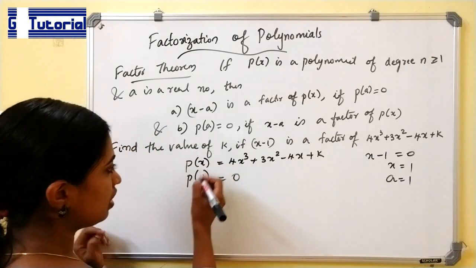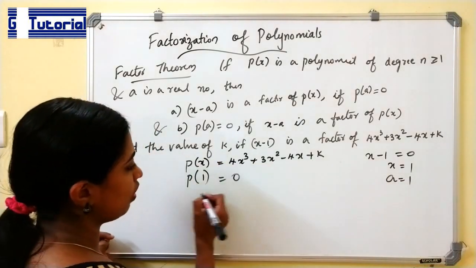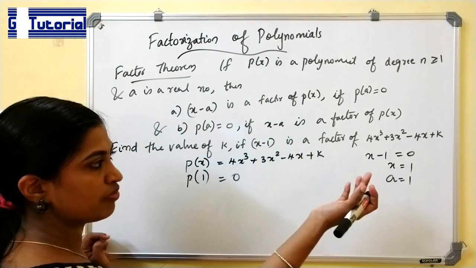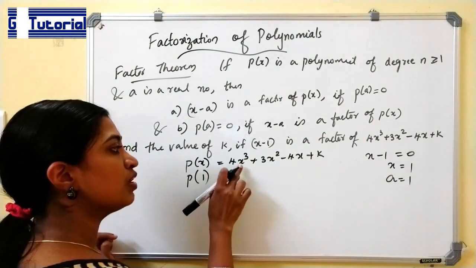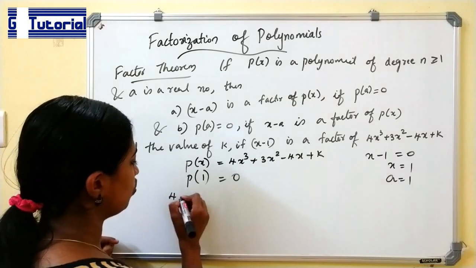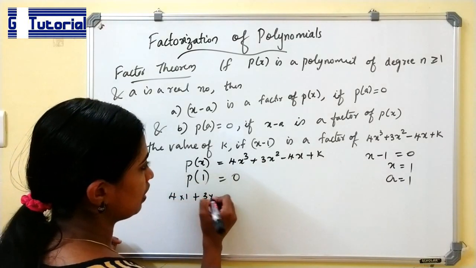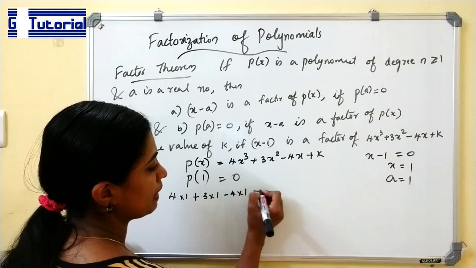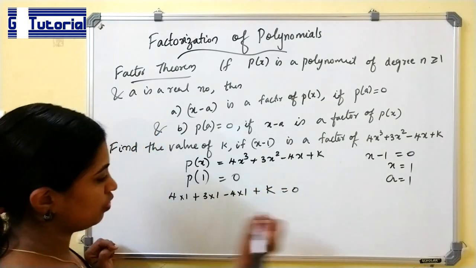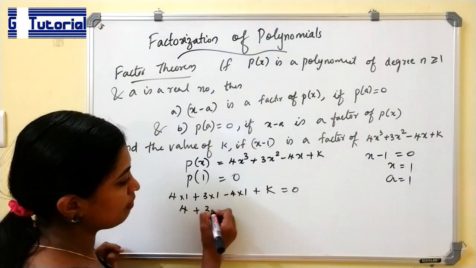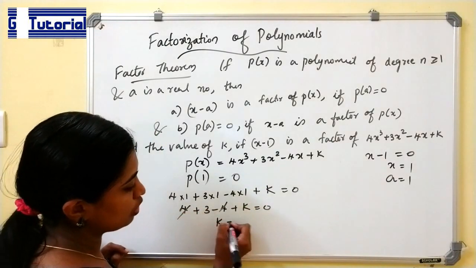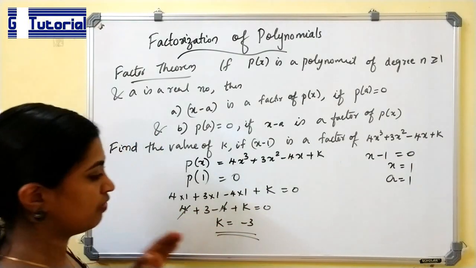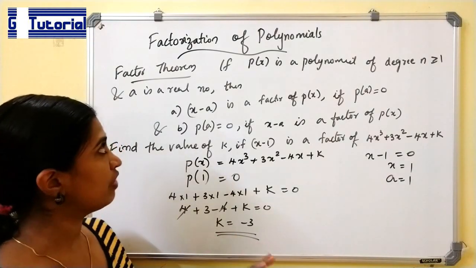So, it is given that x minus 1 is a factor, so p of 1 is 0 and we can substitute for x as 1. So, 4 into 1 plus 3 into 1 minus 4 into 1 plus k is equal to 0. From here we will get 4 plus 3 minus 4 plus k is equal to 0. So, k is equal to minus 3. Here we were asked to find the value of k. I think you are very clear.